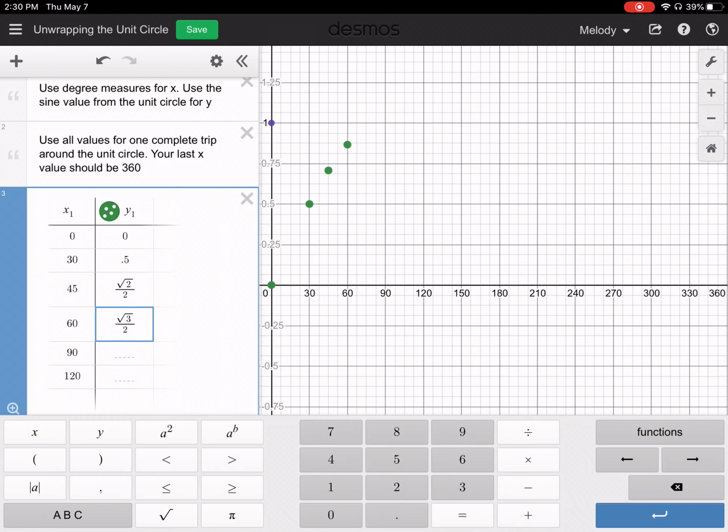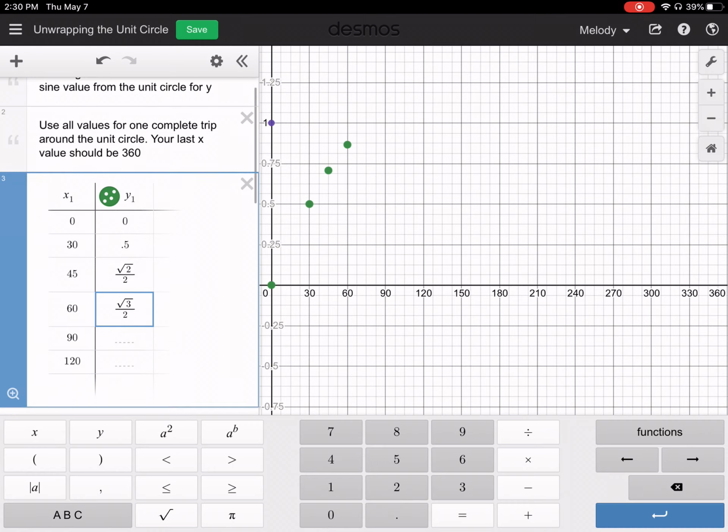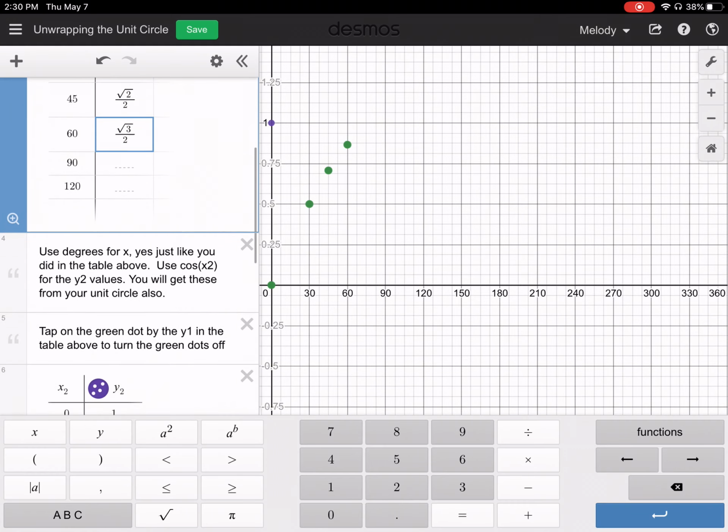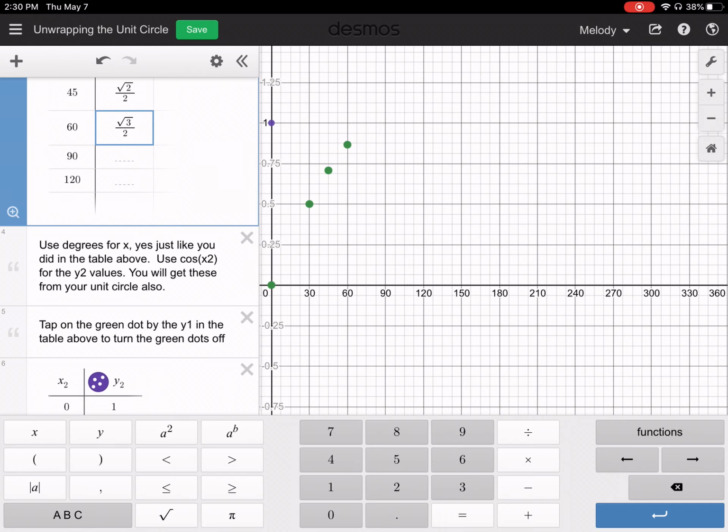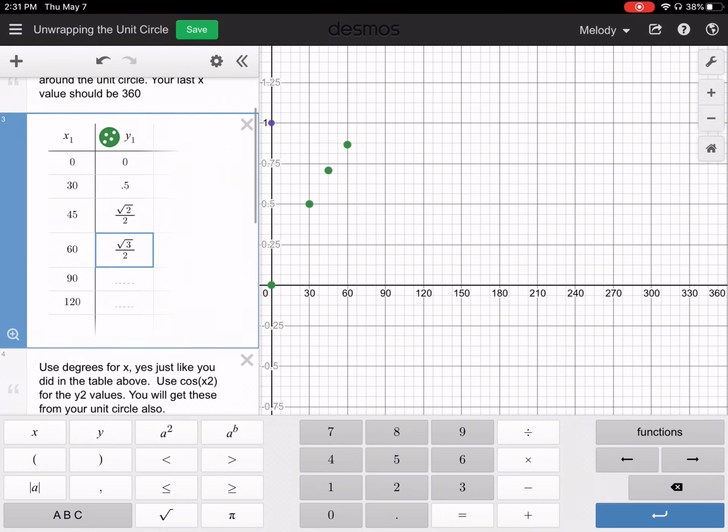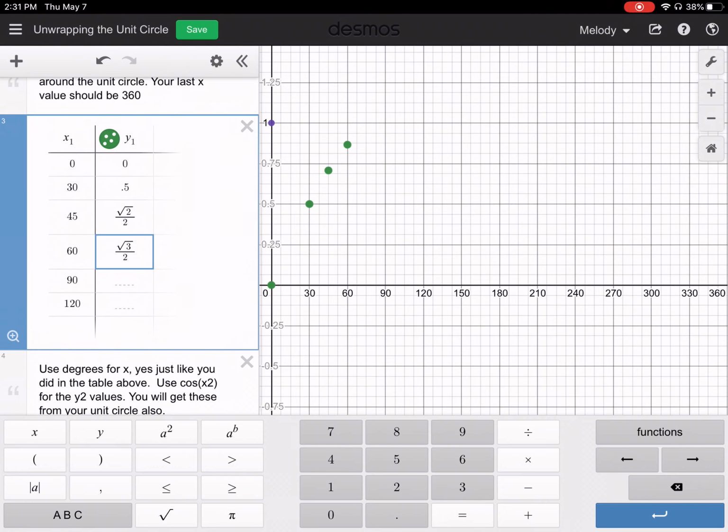So you're going to do that all the way around. When you get that done, I'm not going to do it for you. When you get that done, then I have more notes for you. So I'm going to let you do that. The shape of the graph you get is going to be a shape that you need to learn and memorize.